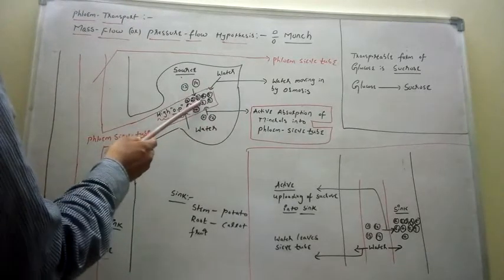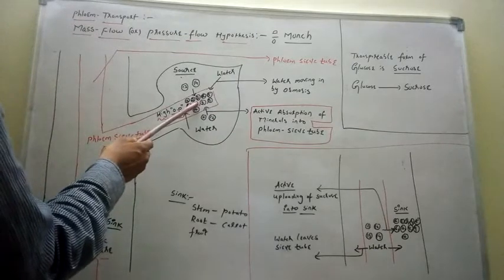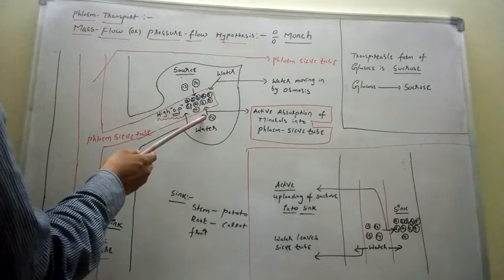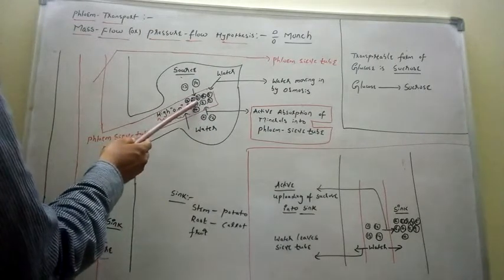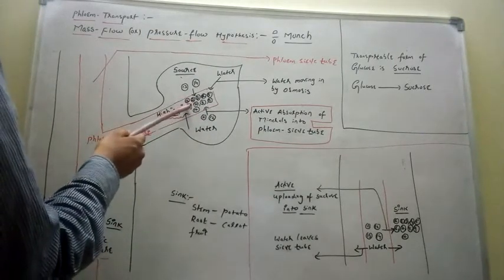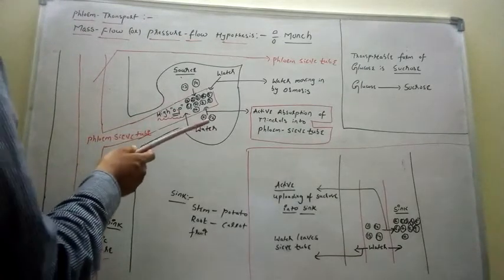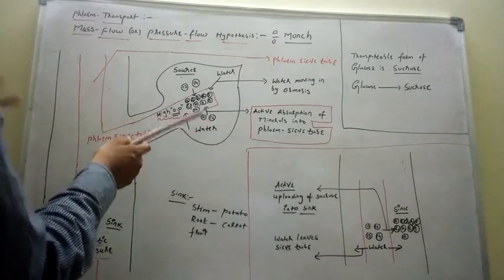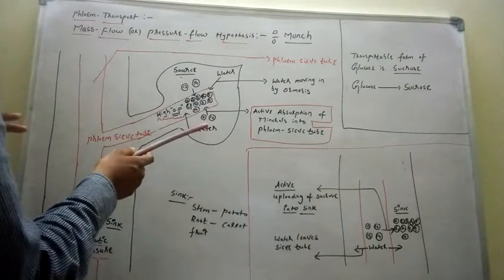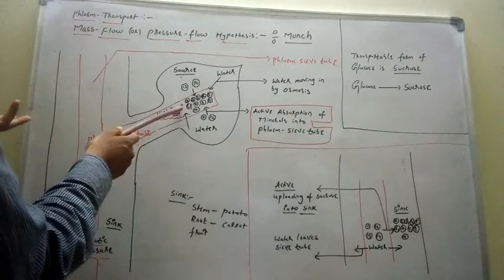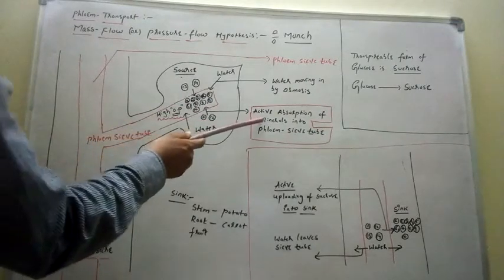I repeat, the sucrose molecules are entering from a region of low concentration into a region of high concentration, because in the sieve tube 10 sucrose molecules are there, outside the sieve tube 4 sucrose molecules are there. So in order to enter the sieve tube, the sucrose molecules have to enter where a high concentration of sucrose molecules is already present. That's why the sucrose molecules are entering the sieve tube by active absorption.